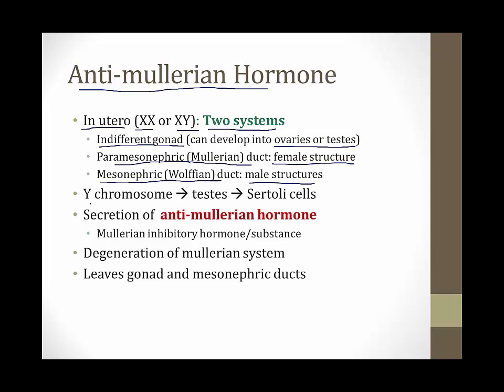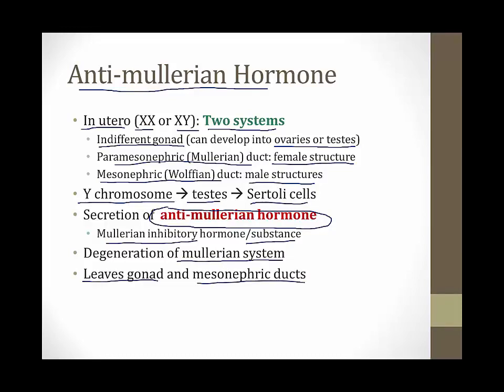If the baby has a Y chromosome, this will lead to the development of testes, and the testes include Sertoli cells. Those Sertoli cells will secrete anti-Müllerian hormone, which is also sometimes called Müllerian inhibitory hormone or Müllerian inhibitory substance. This hormone leads to the degeneration of the female or Müllerian system. It leaves behind the gonad, which becomes the testes, and the mesonephric ducts.